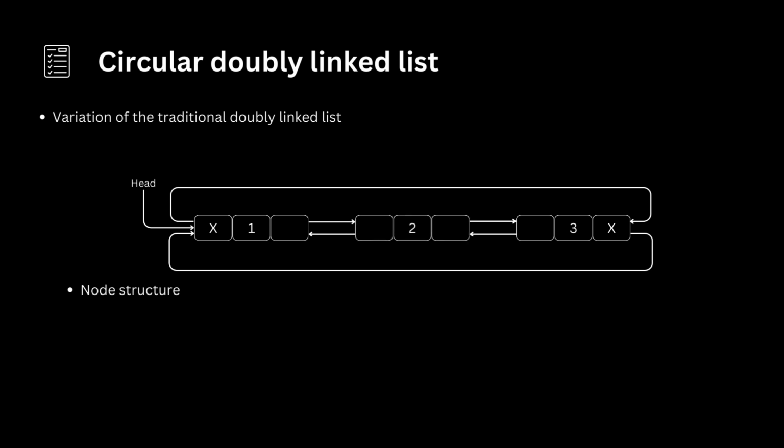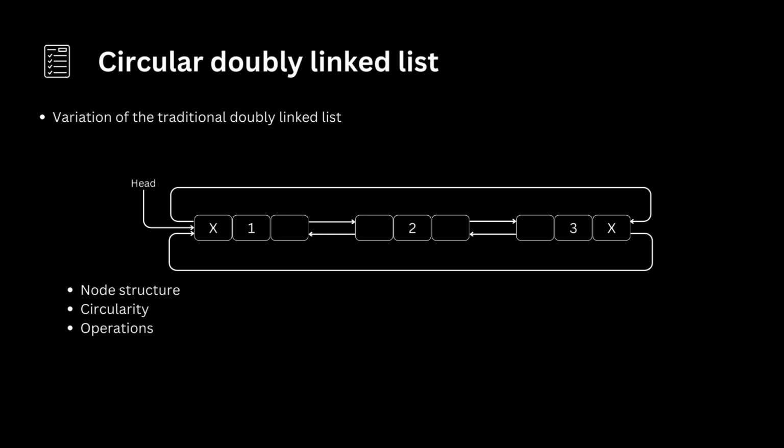Node structure. A node in a circular doubly linked list contains two pointers, one pointing to the next node and the other pointing to the previous node. Additionally, it holds some data. Circularity. The last node's next pointer points to the first node, and the first node's previous pointer points to the last node, forming a circular structure. This ensures that the traversal of the list can be continuous without reaching a null pointer.